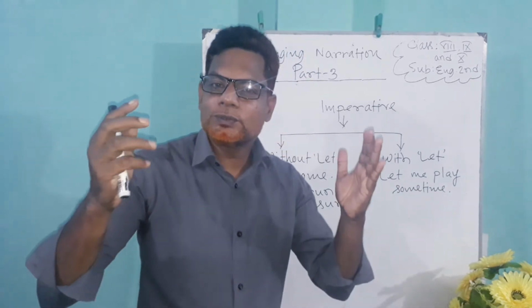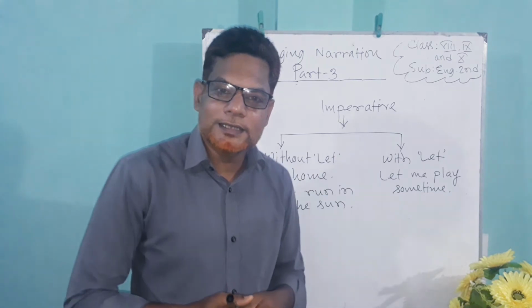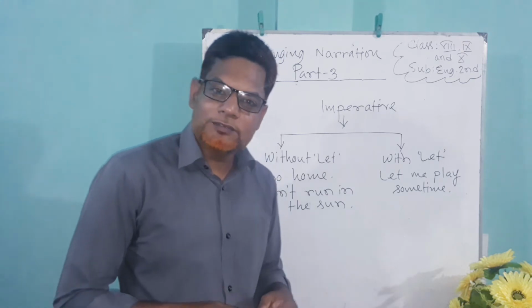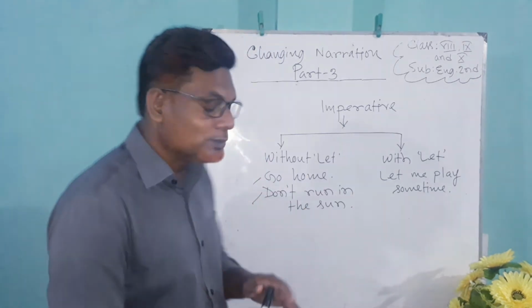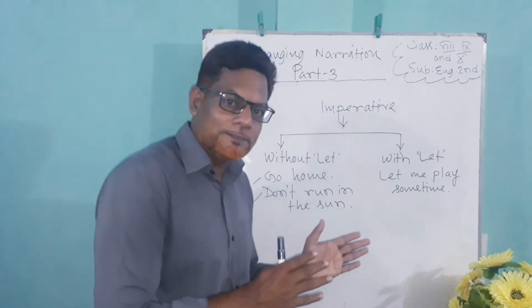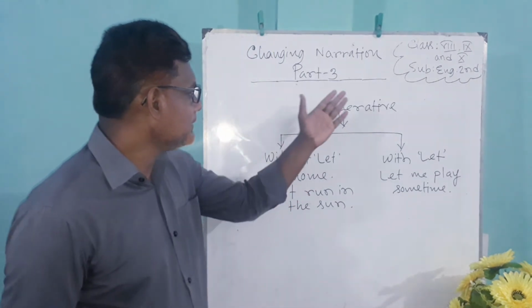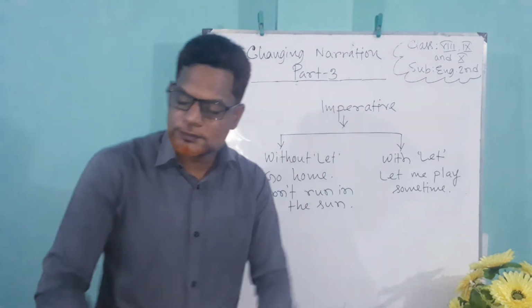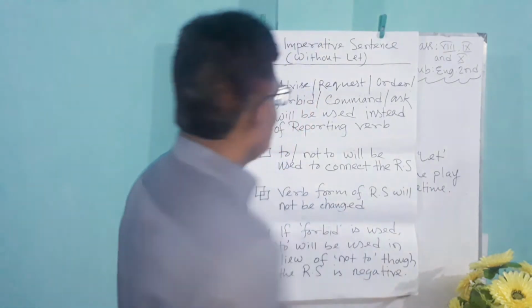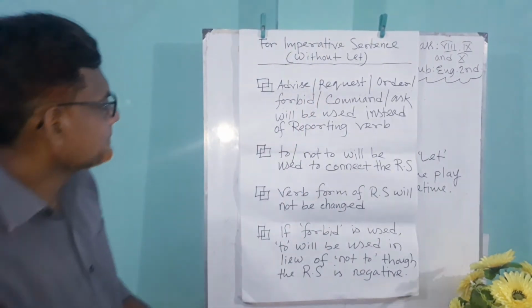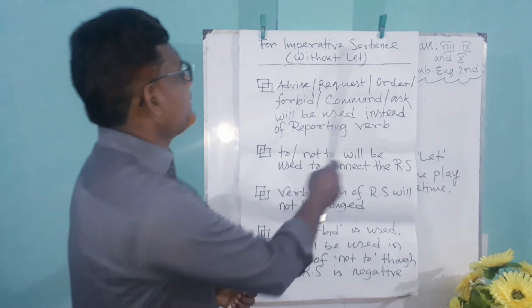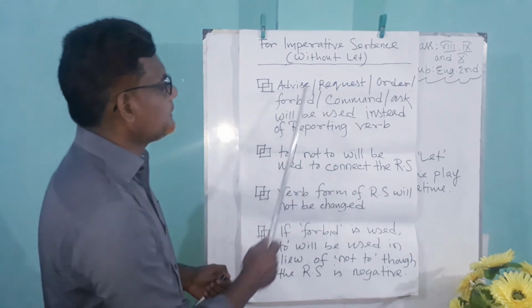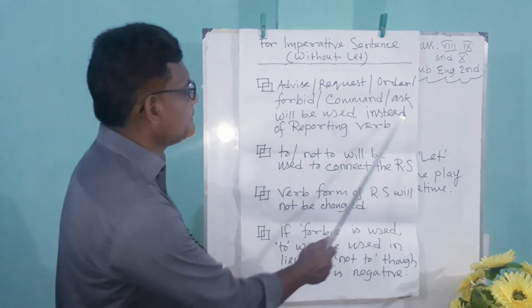That means to make an imperative sentence, let may be used or may not be used. So it's better for us to divide this imperative sentence into two and discuss separately. First of all, I will discuss if the sentence of the reporter's speech is imperative without let. For this I will show you a poster. Dear students, you can see if the sentence of the reporter's speech is imperative without let, how to change the direct narration to indirect. Advise, request, order, forbid, command, ask will be used instead of the reporting verb.